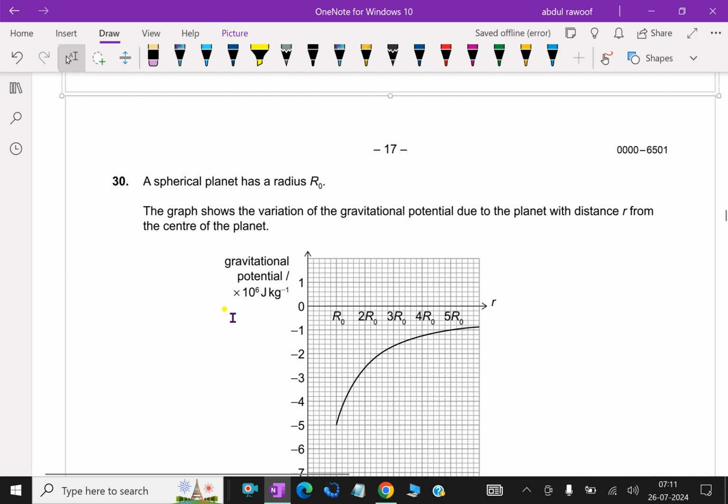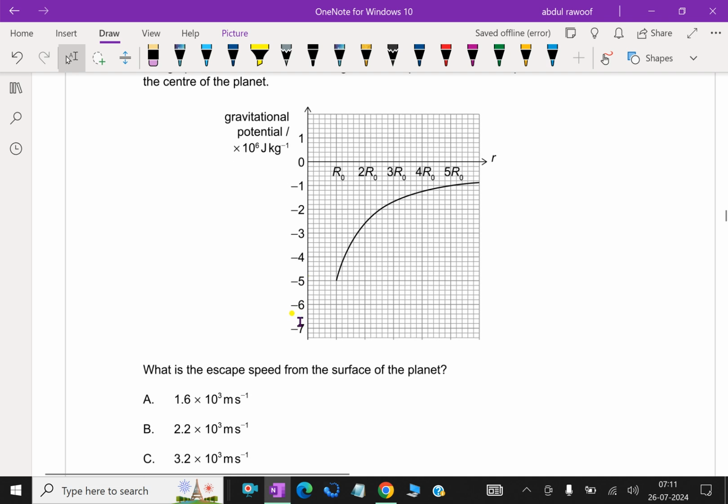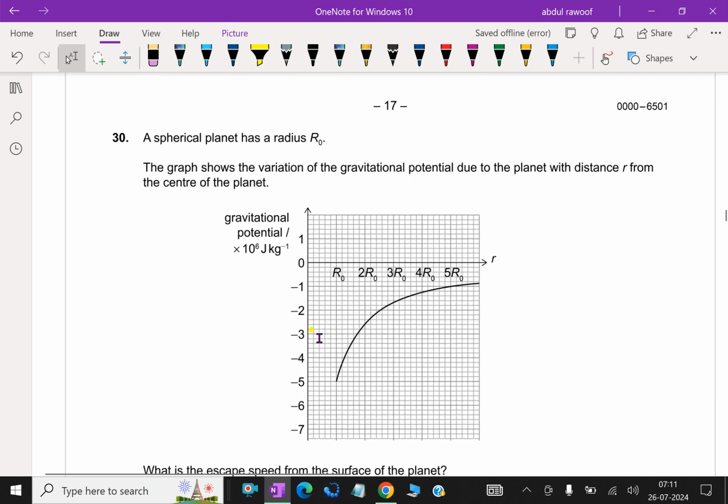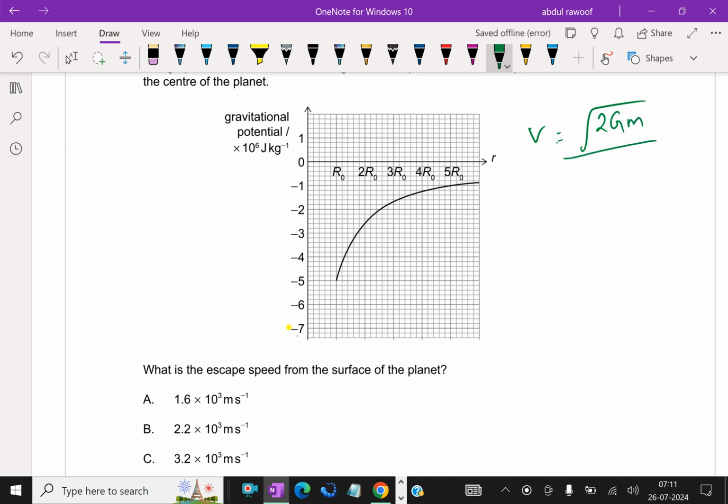A spherical planet has a radius R0. The graph shows the variation of the gravitational potential due to the planet with the distance R from the center of the planet. Look here, this R is varying, and the gravitational potential is varying like this. What is the escape speed from the surface of the planet? Here, escape velocity V is equal to the square root of 2GM over R.